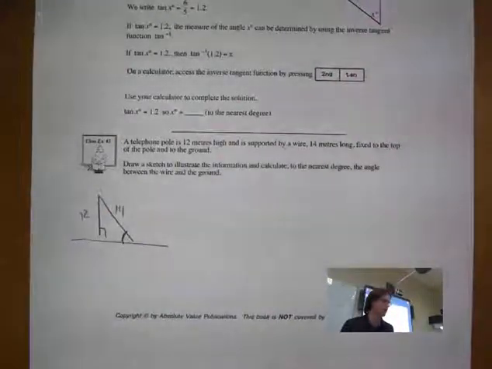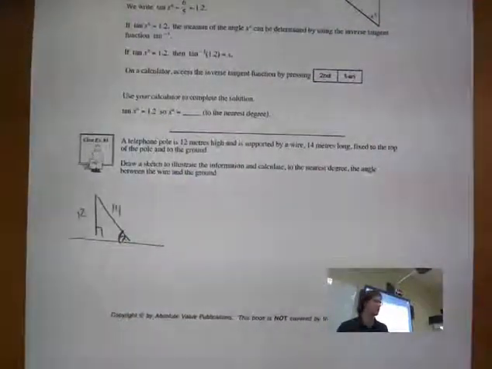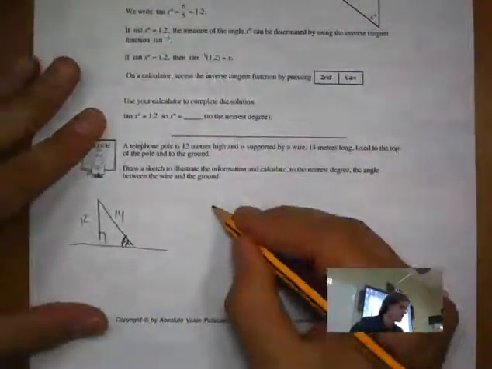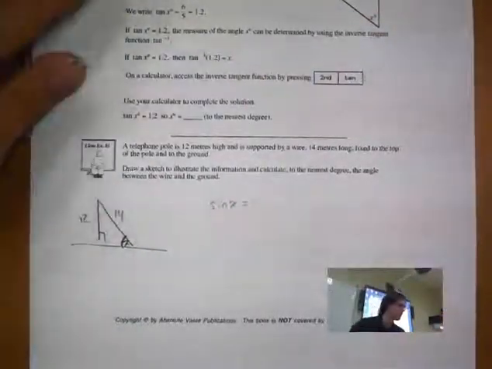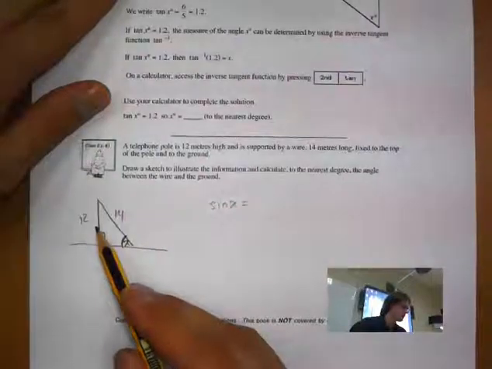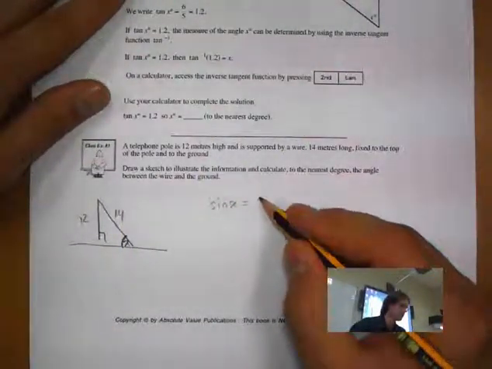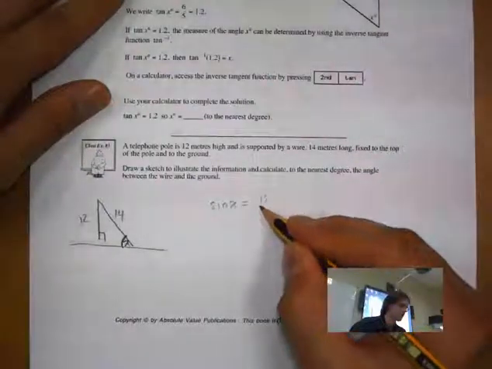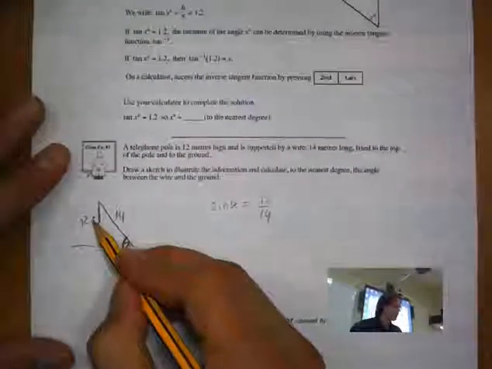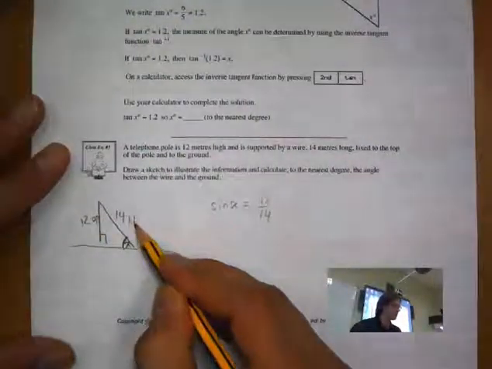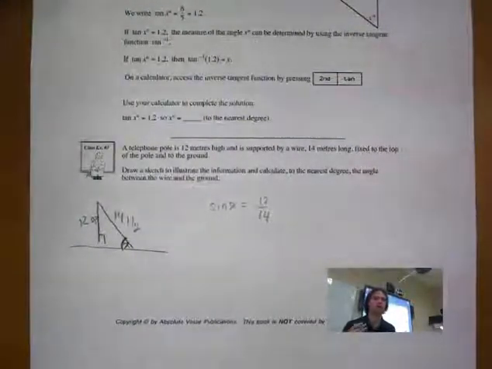Now, looking at that angle there, what is my opposite and adjacent? So this is my x. I could go with sine x, which is equal to opposite over hypotenuse. So that's going to be 12 over 14. Now, why did I use sine x? Because this is my opposite and this is my hypotenuse. So I only know the hypotenuse and opposite. Those are the two known. So I'm going to choose sine x.